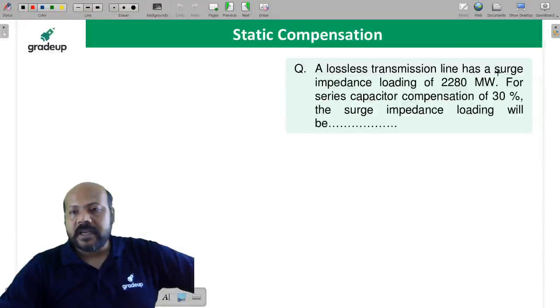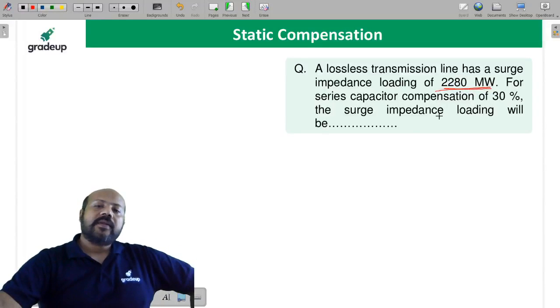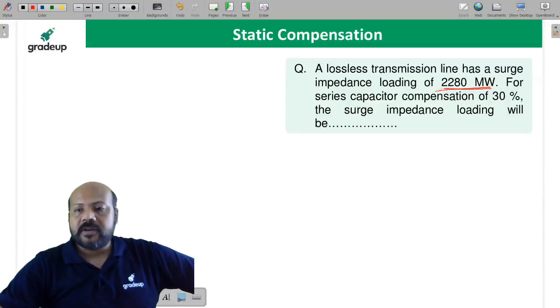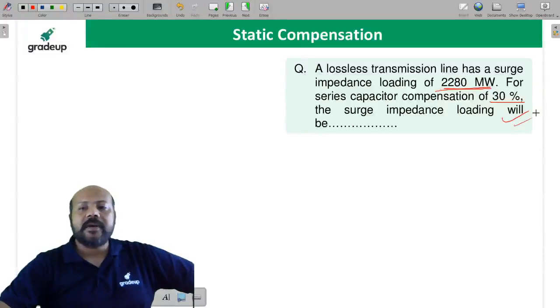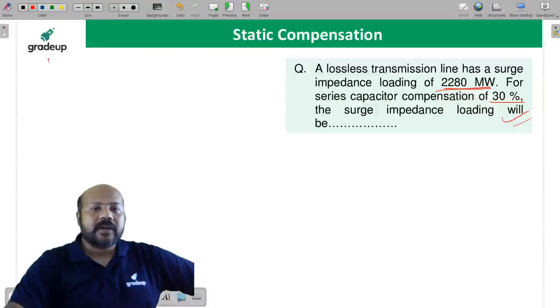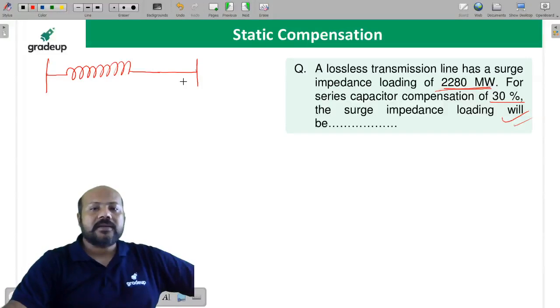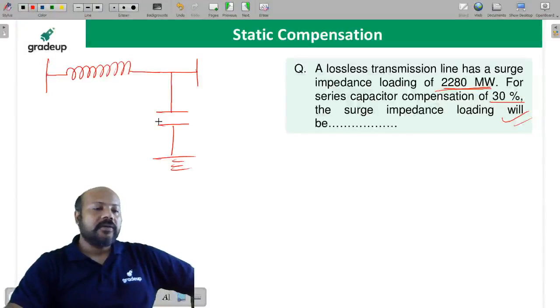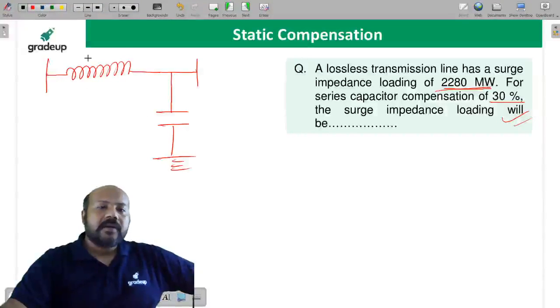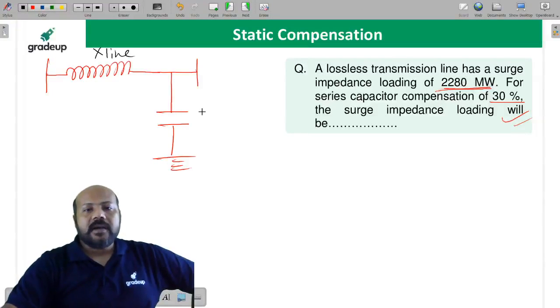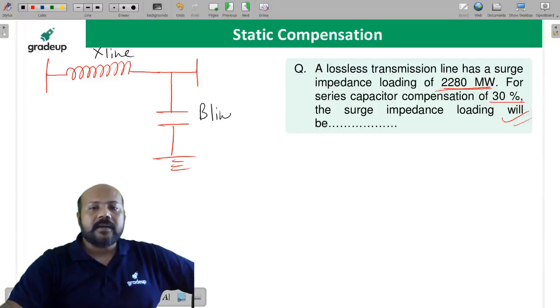The problem says a lossless transmission line has a surge impedance loading of 2280. For series capacitor compensation of 30%, the surge impedance loading will be? First, you have to understand that your transmission line is something like this. You can represent your line like this. Suppose this is X line, and this is B line.